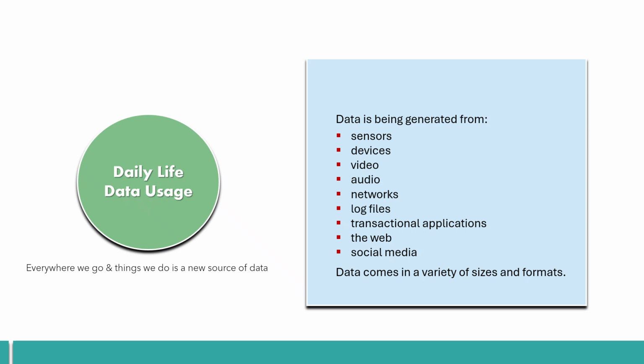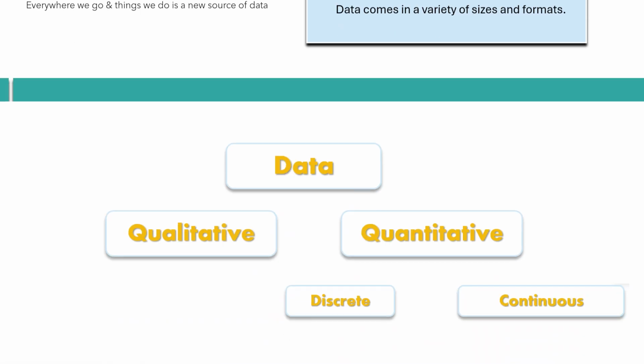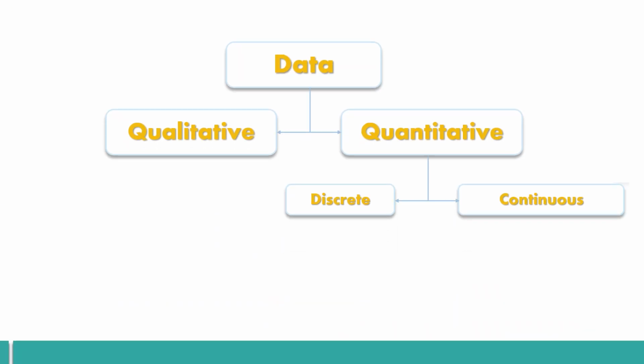Data comes in variety of sizes and formats. Data is being generated from sensors, devices, video, audio, networks, log files, visiting websites and posting to social media. Data can be either qualitative or quantitative. Qualitative data is non-numerical in nature. It is descriptive. Text can be used to represent such data. It can be collected through surveys.